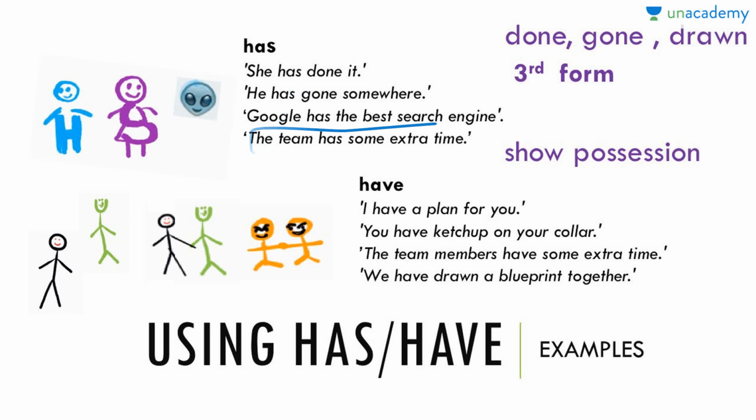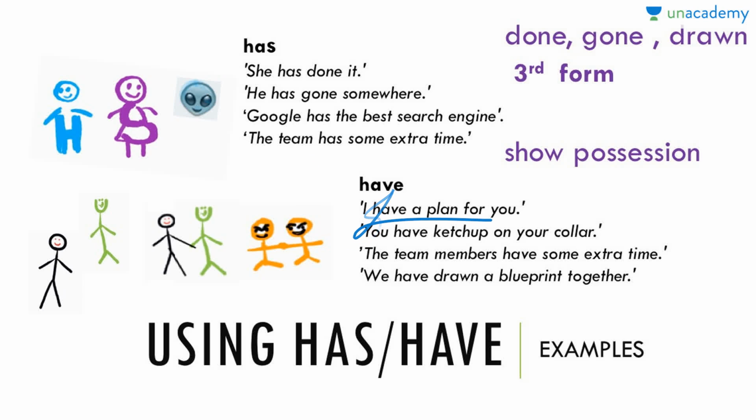Google has the best search engine. When do you use has? The word has is used actually to show possession, that somebody possesses some quality or something. For example, Google has the best search engine. That shows that Google possesses the best search engine. Or the team has some extra time. The team here becomes it. That's why we are using has with the team. It has some extra time. Who has some extra time? The team.